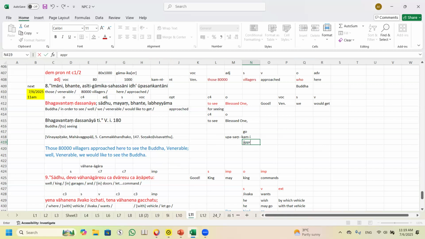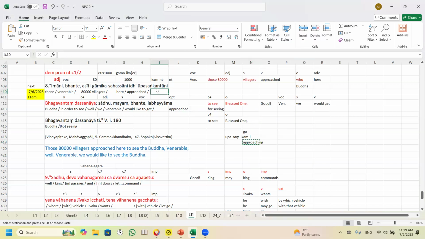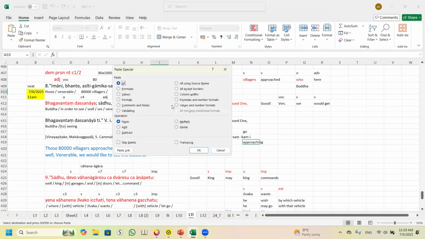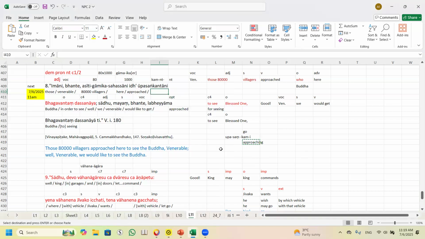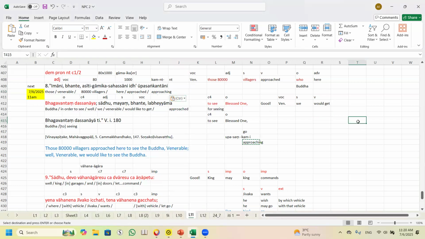Present participle, approaching. Technically, it should be this. It's supposed to be approaching. But then when you read the sentences, you see, maybe approaching. This is the present participle, right? Approaching.